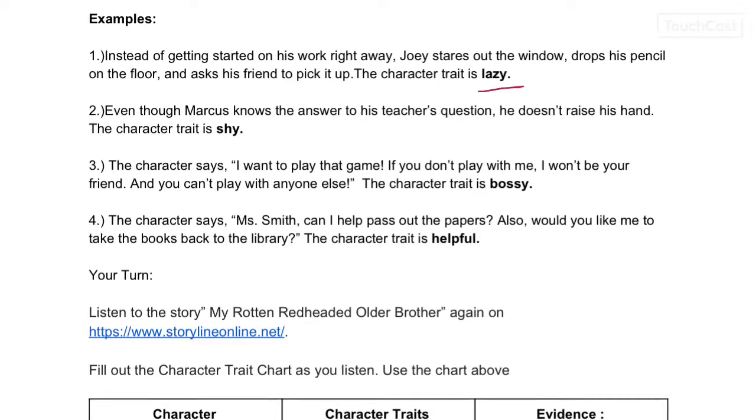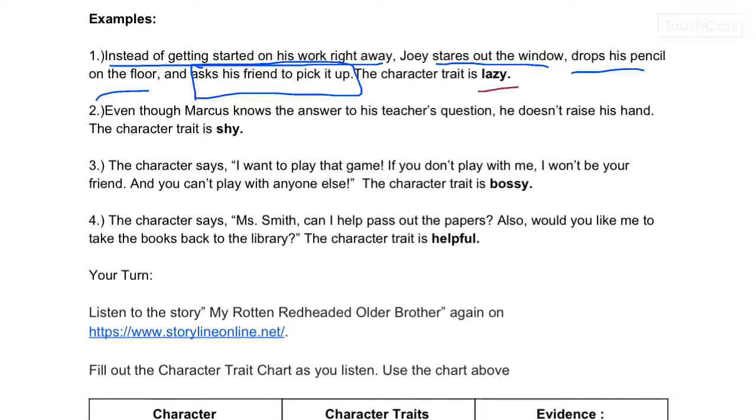Let's look at some key clues that tell us that. Well, he stares out the window, drops his pencil, and then tells his friend to pick it up. Why can't he pick up the pencil himself? He also did not get started right away. Instead of getting started right away, I think Joey is lazy. Do you have any other words to describe Joey?